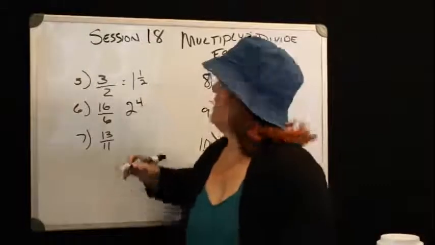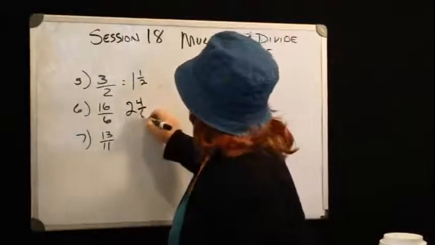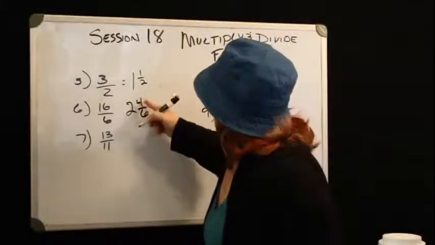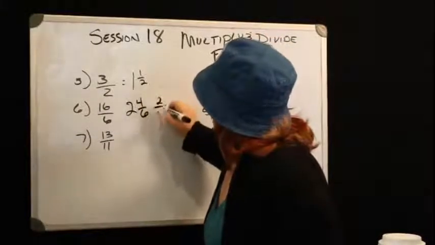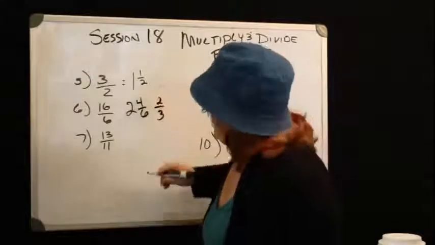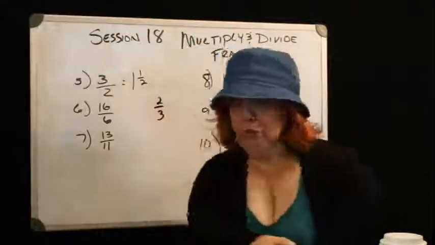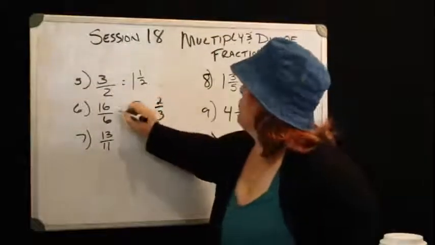12 over 6. We can simplify this, right? So simplify this, divided by 2/3. So it would be 2 2/3. 2 2/3. Okay?